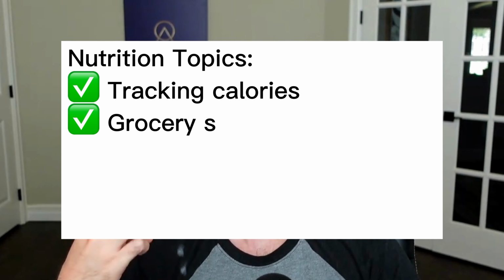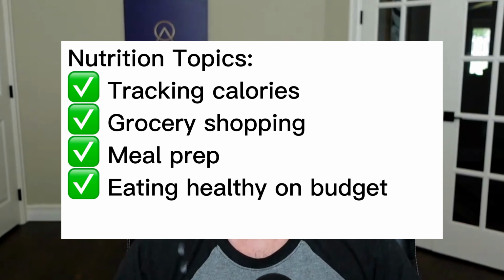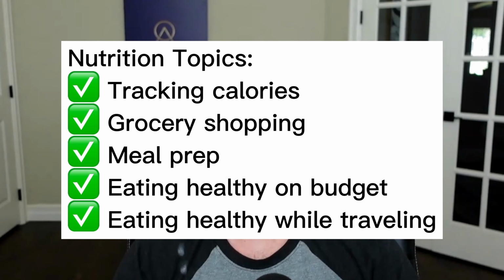But then within each pillar topic, there are hundreds of smaller topics for emails or videos or whatever content you're creating that you can make within that one pillar. So for example, with dieting, I would talk about tracking calories, grocery shopping, meal prepping, eating healthy on a budget, eating healthy while traveling.